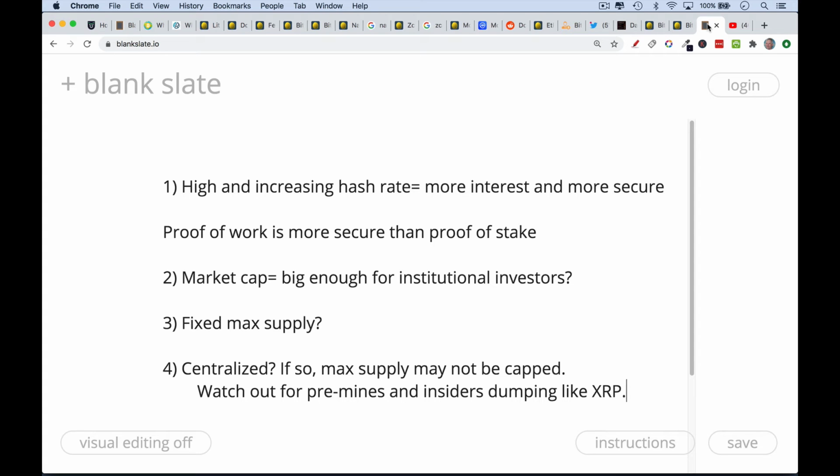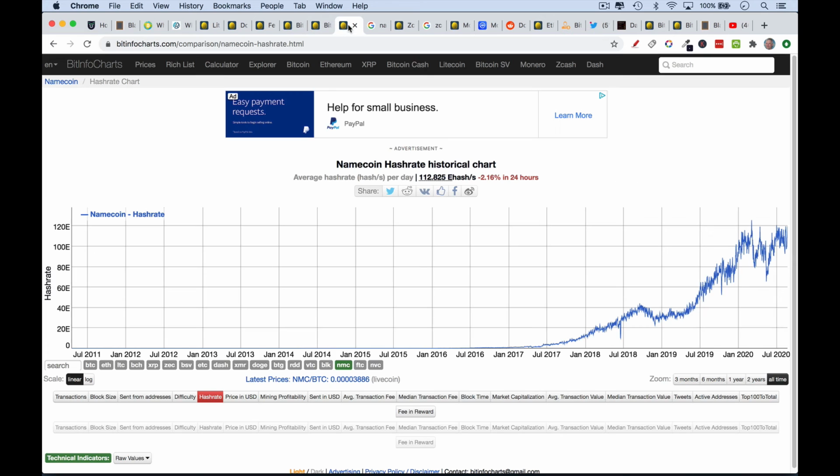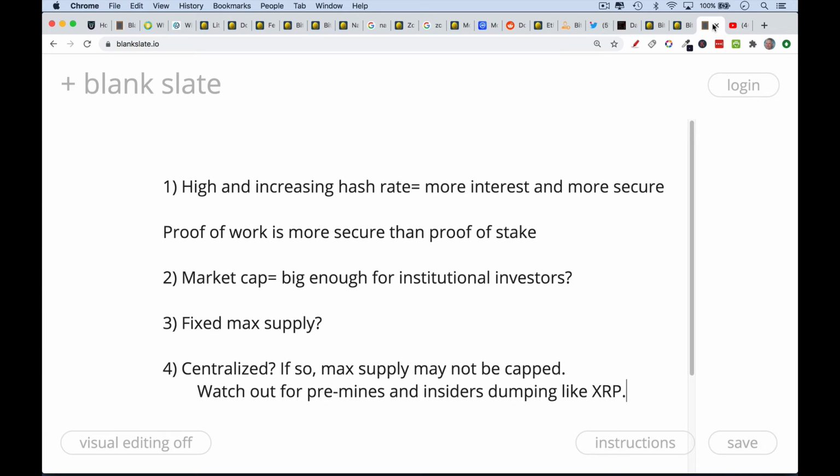That's again another topic for another video to go into. If you're looking at hash rate charts, these are all proof of work. Proof of stake, as I understand it, will not have a hash rate chart. Next is market cap. Is it big enough for institutional investors?